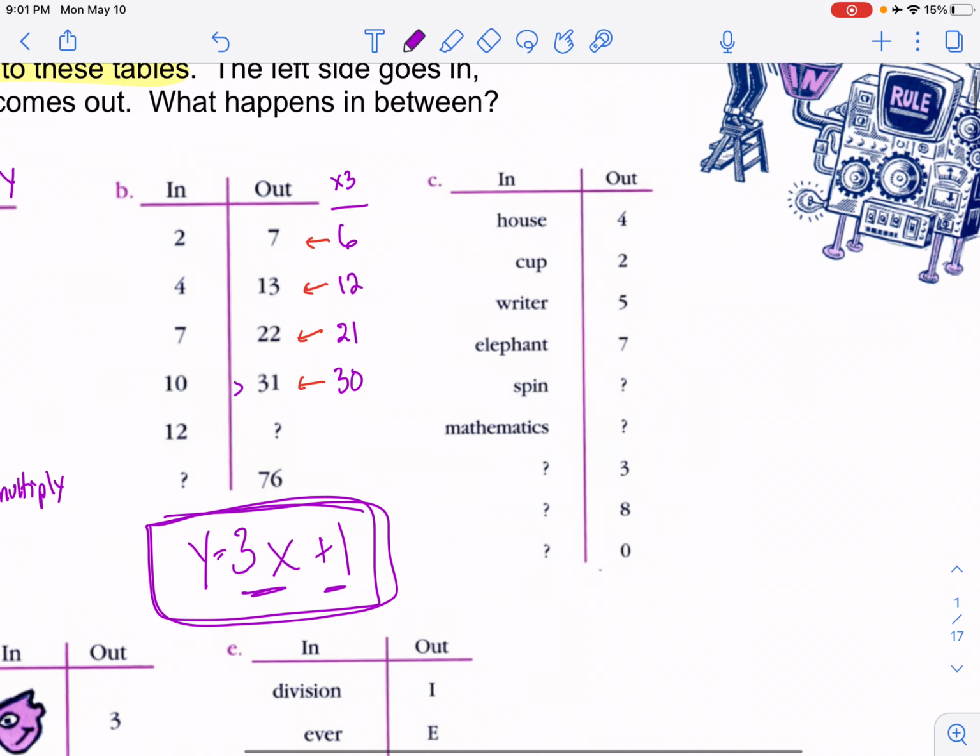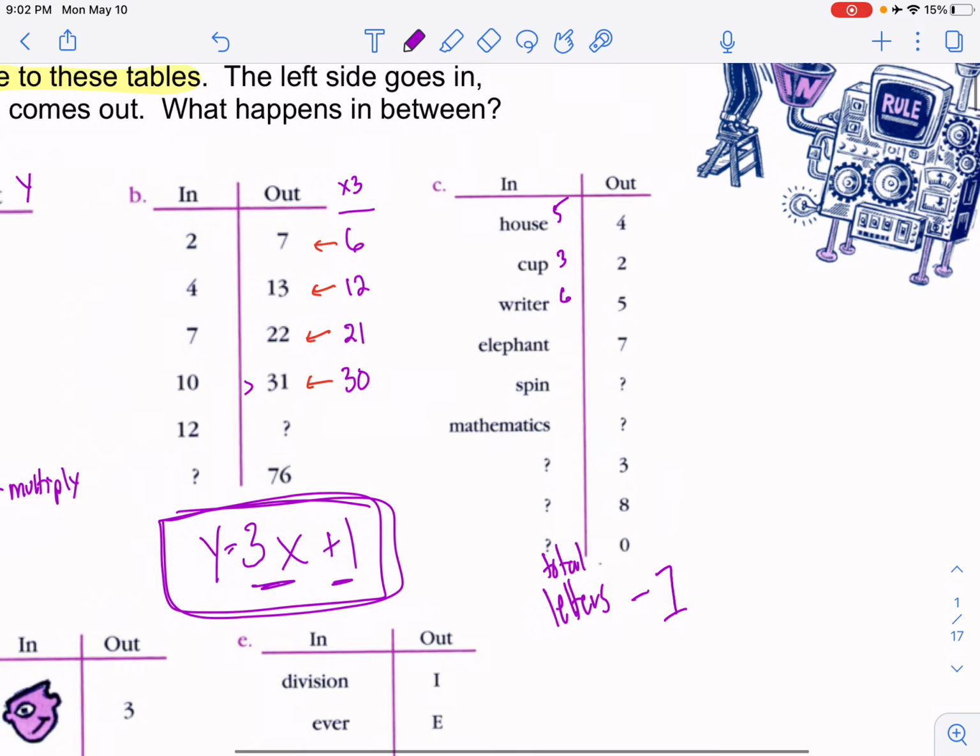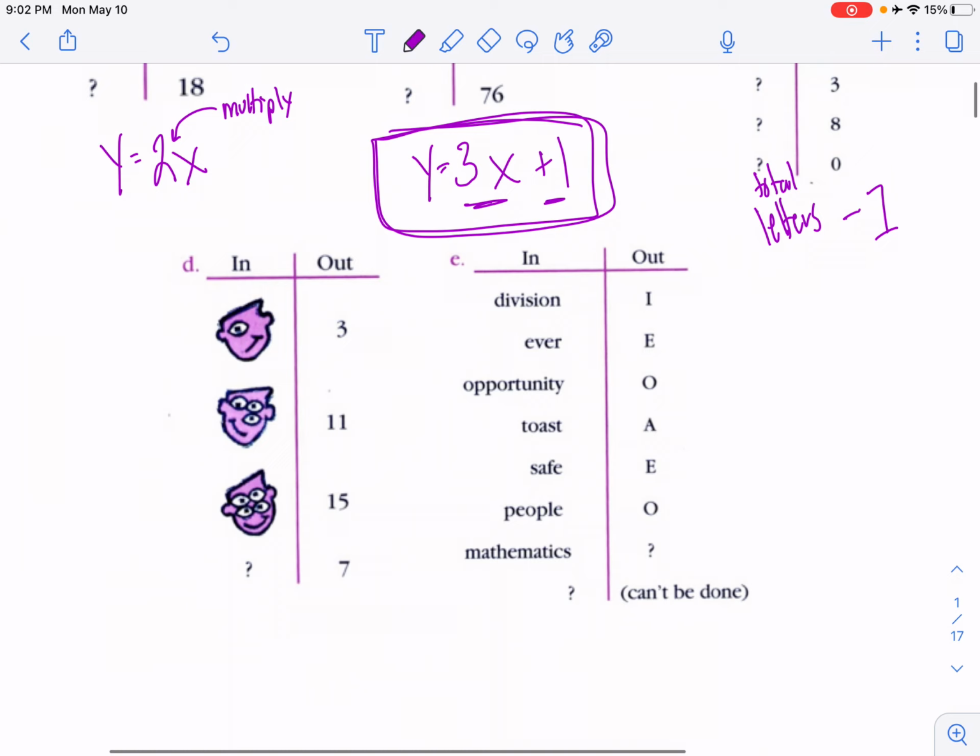Letter C is the letters minus 1. So the total letters take away 1. If you count up house, it's got 5 letters and you want 4, 3, that must be 6. You get that? D, you're clearly looking at the eyeballs. So 1 eyeball, 3 eyeballs, and 4 eyeballs. And again, this is similar to the second one where you need some sort of multiplication to get you close, and then you shift. So in this case, y, the output, is times 4.